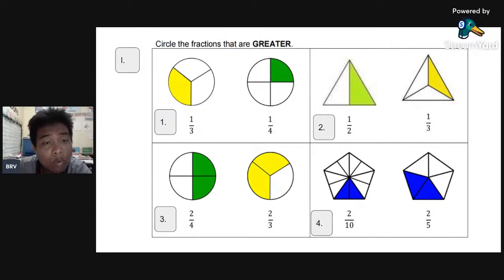For example, number 1, 1/3 and 1/4, which one is bigger? You circle it. Number 2, 1/2 and 1/3, you circle whichever is bigger. So do not draw. Just copy the fraction there, but don't draw. I'll give you 2 minutes to answer this.